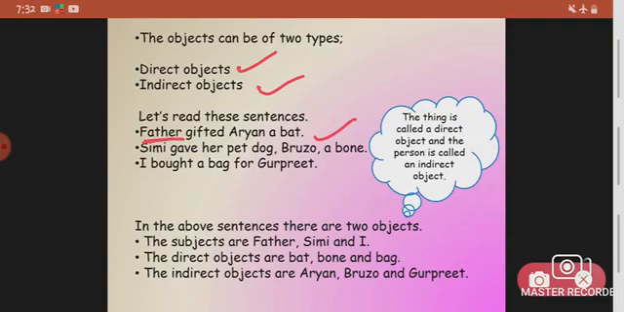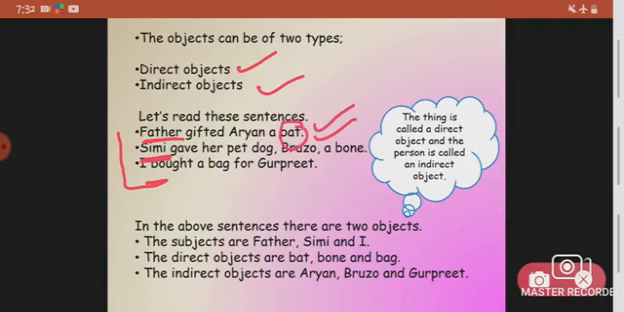Simi gave her pet dog Bruzo a bone. Simi is the subject. I bought a bag for Gurpreet. Again, I is the subject. So, I, father and Simi are the doers in these sentences. They are the subjects. Now, what father gifted what? Gifted the bat. So, bat is the object.